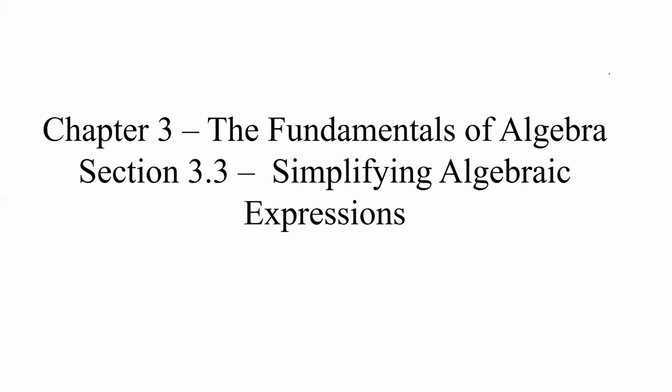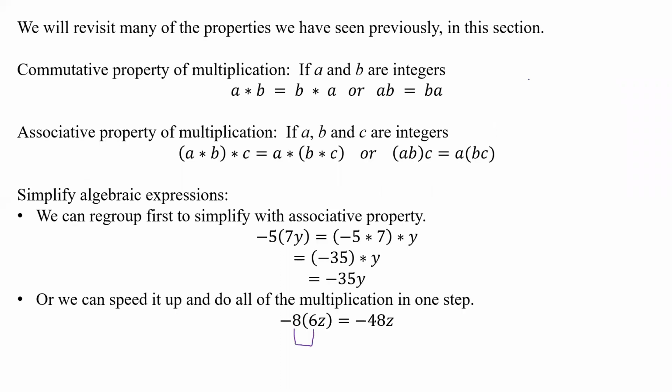Okay, here we're in Chapter 3, The Fundamentals of Algebra. This is Section 3.3 on simplifying algebraic expressions. So we're going to revisit many of the properties we've seen previously in this section, such as the commutative property of multiplication. So if a and b are integers, then a times b is the same thing as b times a. Or we can just drop the multiplication and ab is equal to ba.